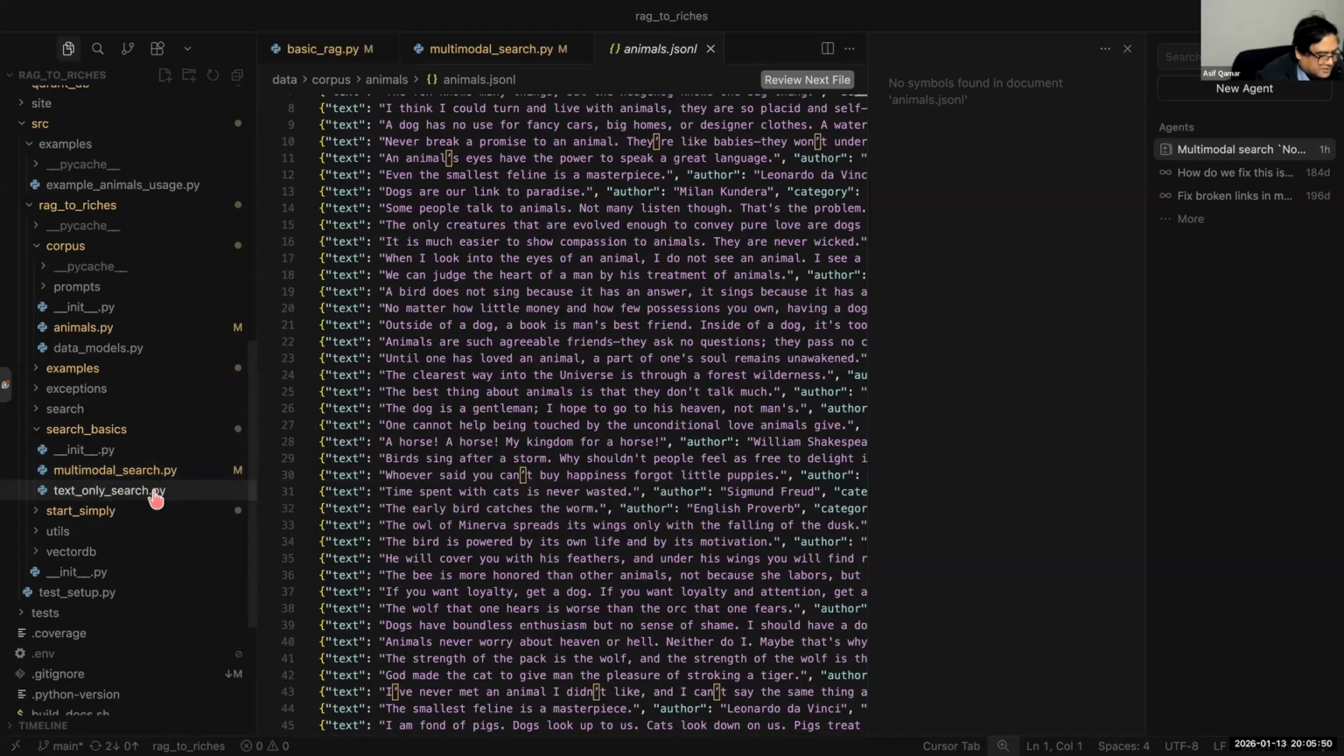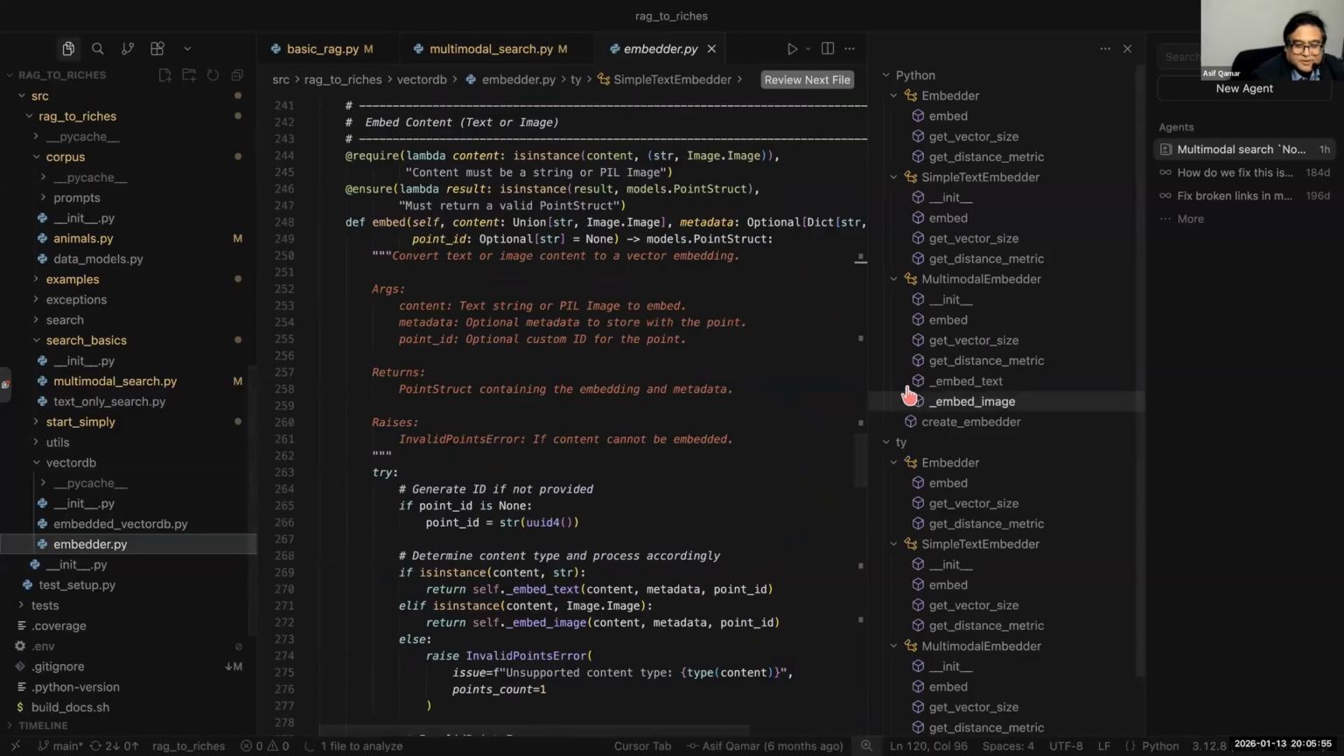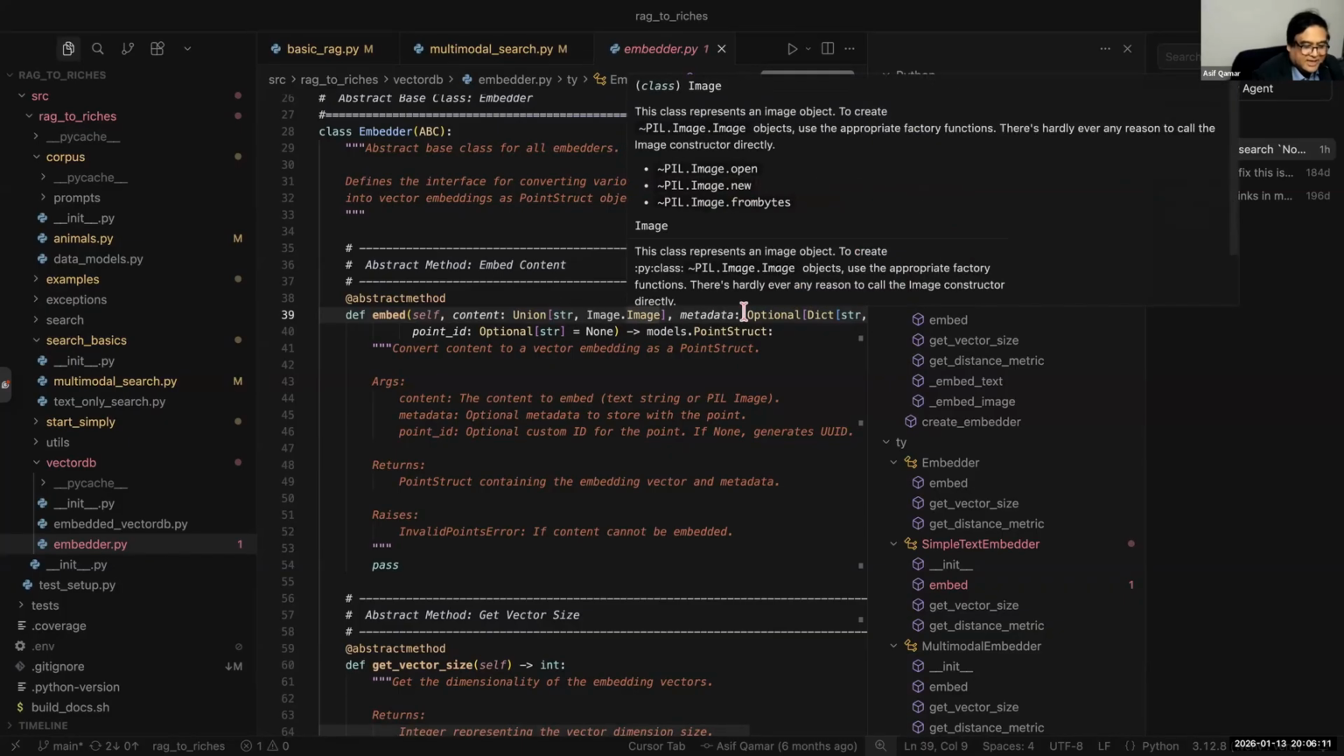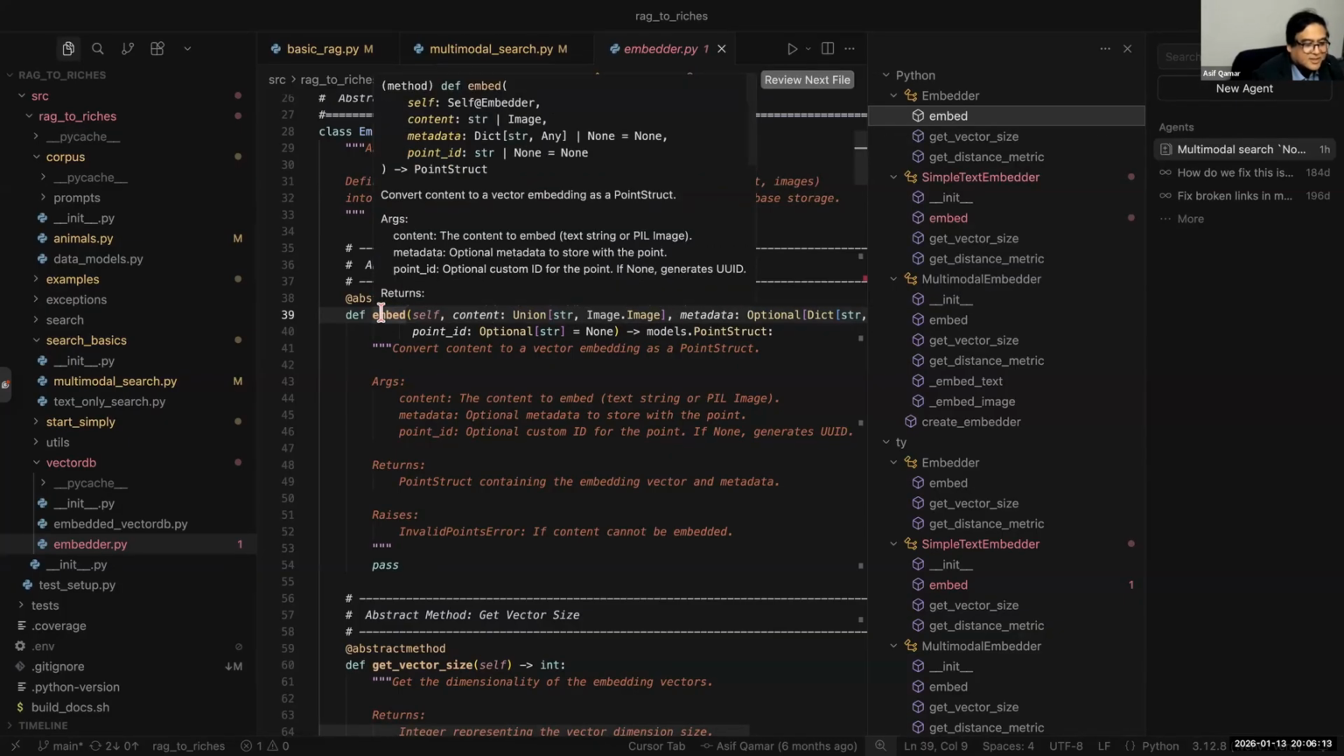So text only search, vector DB, embedder. What should be the signature of an embedder? It should be the method. It should be this. You give it, look at the signature of the method embedder. What should it be willing to take? An image in this particular case or a string, right?